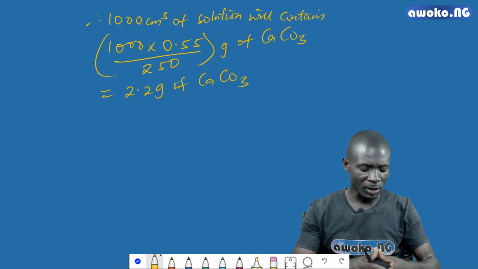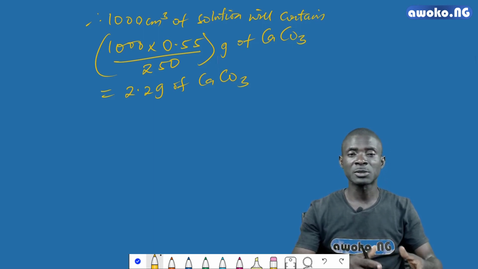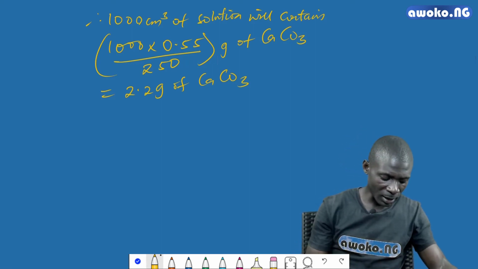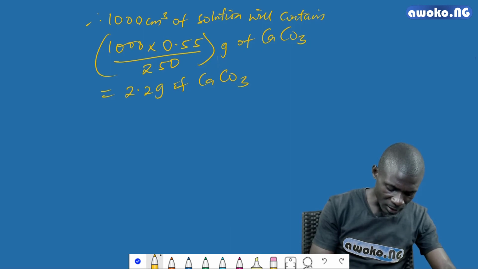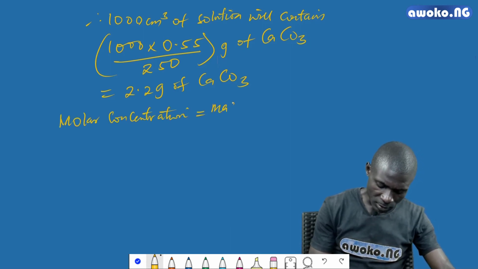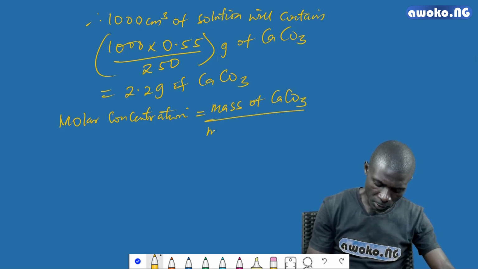So we should look for the molar concentration of the solution, and we say molar concentration is measured in mole per dm cube, and it is the amount of solute in mole dissolved in 1 dm cube of solution. So we can simply say molar concentration is equal to mass of CaCO3 divided by molar mass.